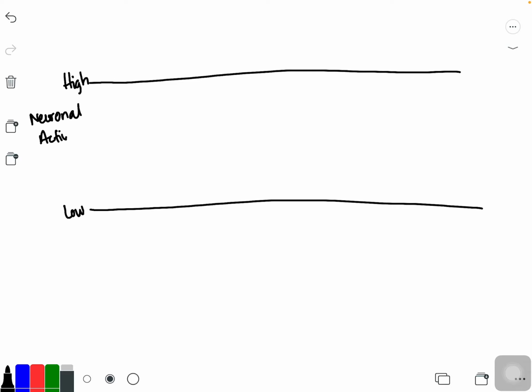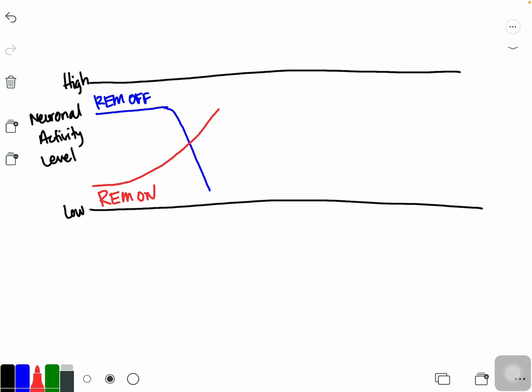These are the neuronal activity levels. We're going to call REM-off cells blue, and REM-on cells red. What happens here is that through the course of the night, the REM-off cells are activated, and then you're not going to experience REM sleep. Over the course of time, these are going to weaken, and as they weaken, your REM-on cells are going to activate. So we're going to see them sort of crossing here.